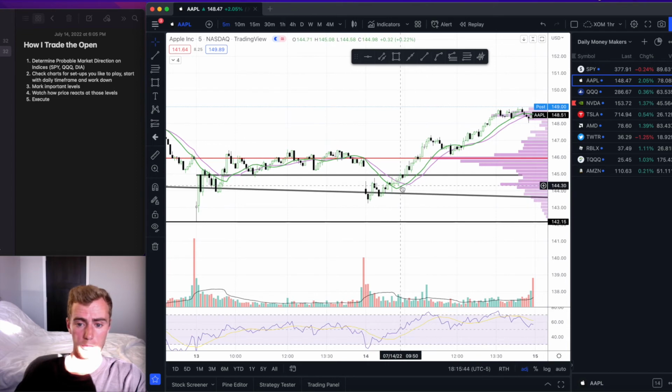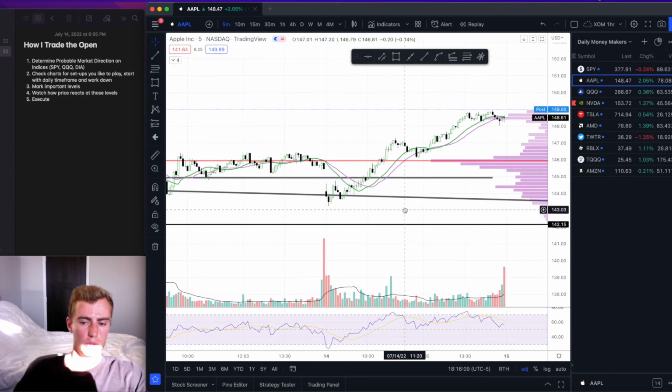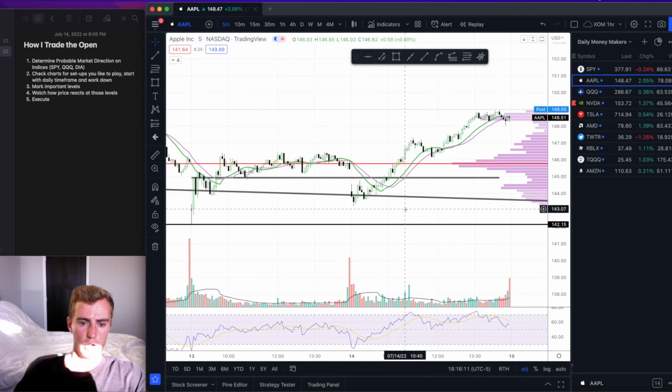So I would have been risking to, I don't know, maybe one of these candles. If I'm getting in up here at 145, I only probably want to risk 50 cents. So, yeah, I'm probably risking down to maybe the bottom of this red candle right here. Red, it's black in this situation, but you get what I'm saying. So that's kind of what I would recommend, and that's how I trade the open.